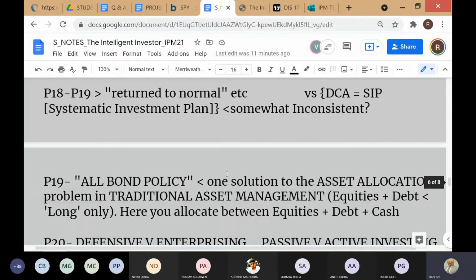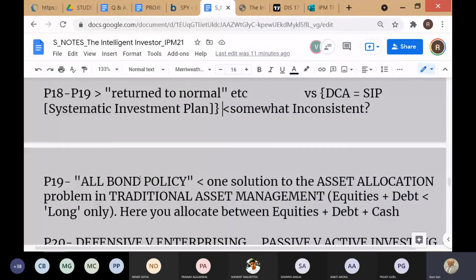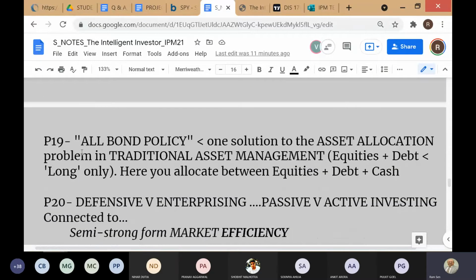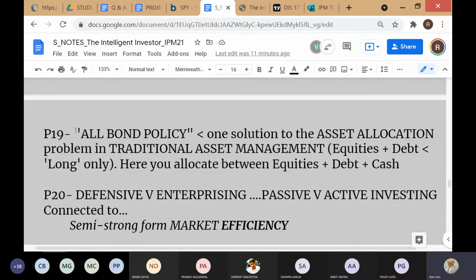These are just observations. The way I'm handling this book, I'm annotating it, and this will also teach you how to read a book. Obviously, you have to be aware of many of these things, but you can look out for inconsistencies. Now, there's an important point here. We'll talk about asset allocation later also.